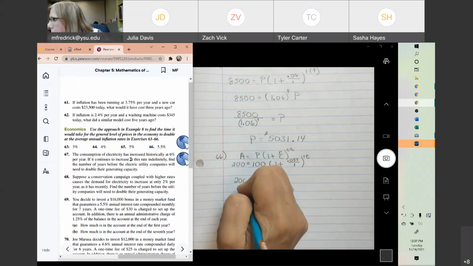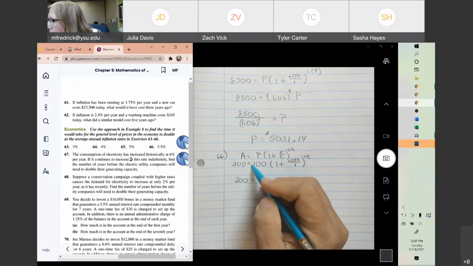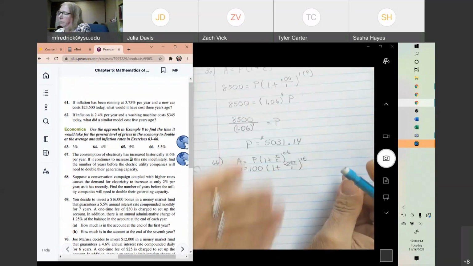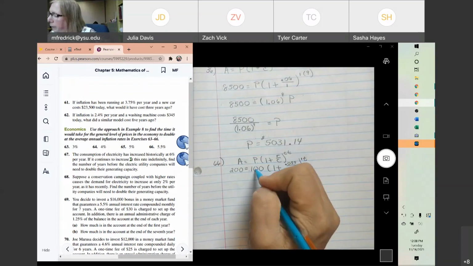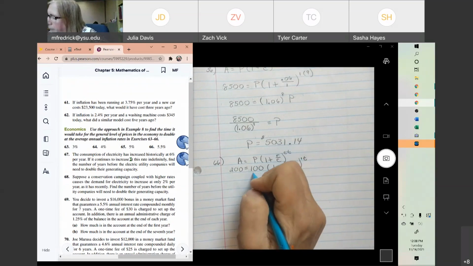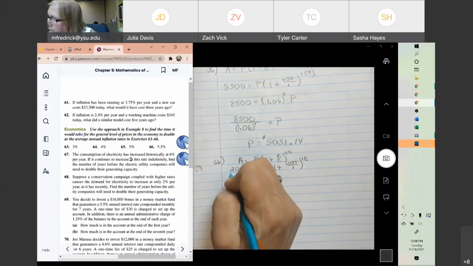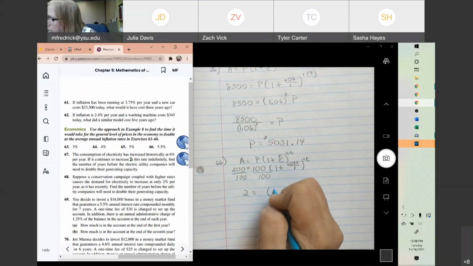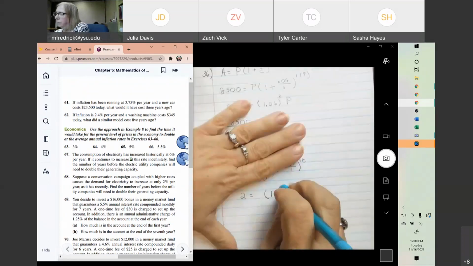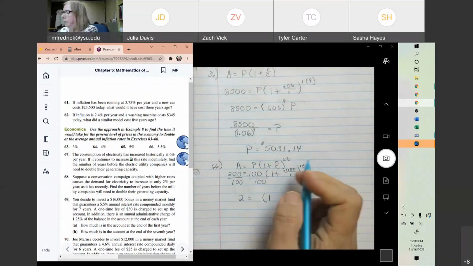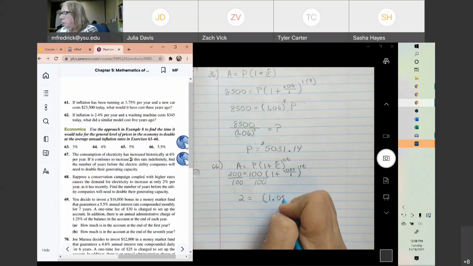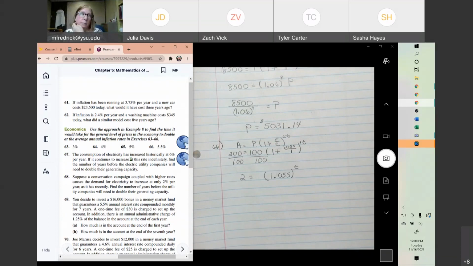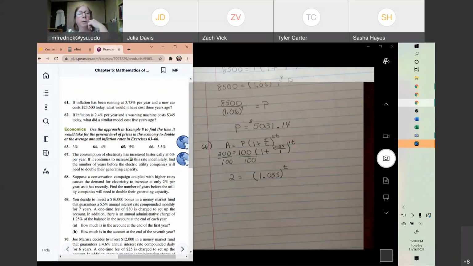This is 200. We can calculate. Oh, no, we can't. Because of the exponent being a variable, we have to divide by the 100. But we can combine inside the parentheses. Any questions on that part?